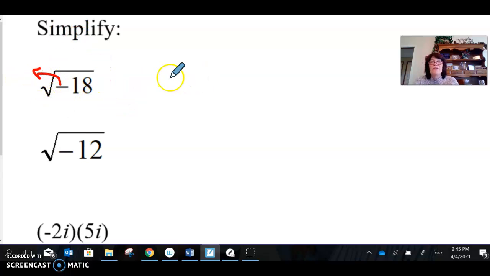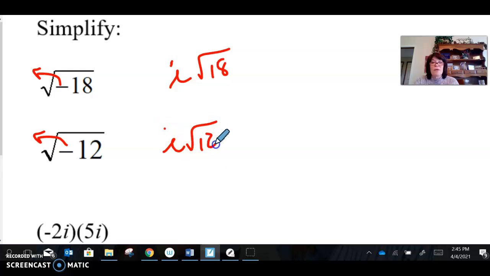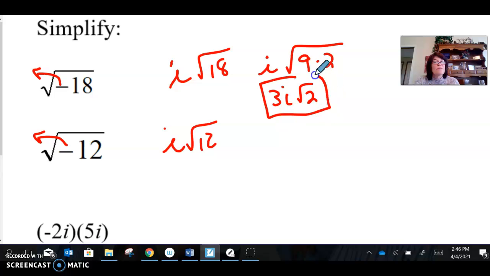So I'm going to bring the negative out and make this i square root of 18. Bring the negative out, i square root of 12. Always bring the negative out and then simplify. 18 is 9 times 2, isn't it? What's the square root of 9? Yep. So simplified, this would be 3i square root of 2.